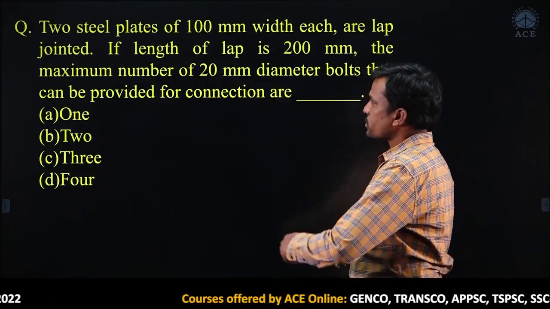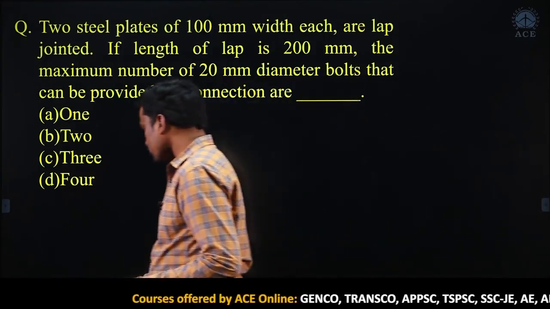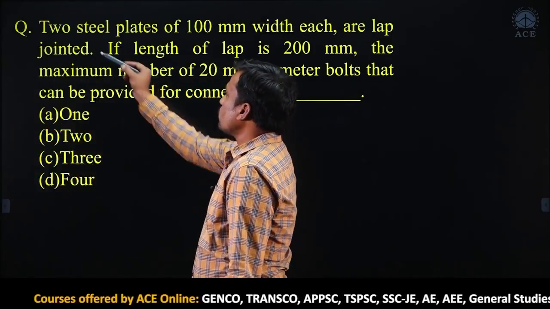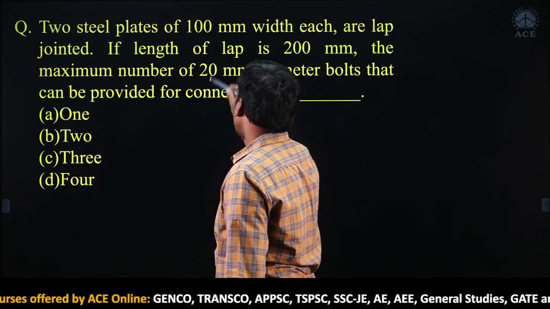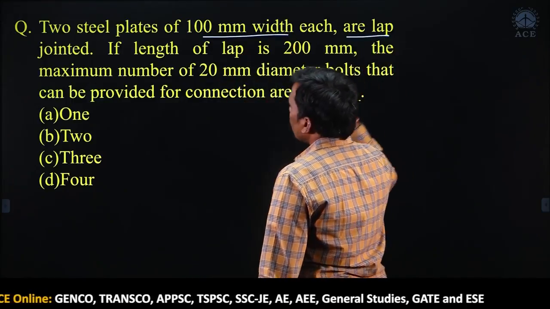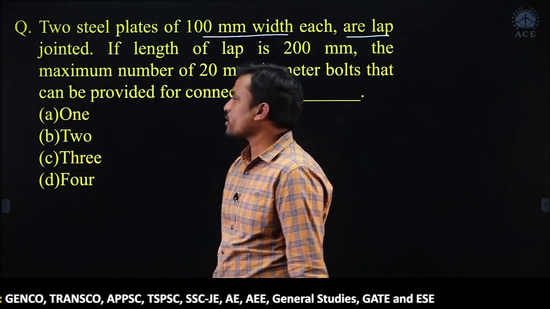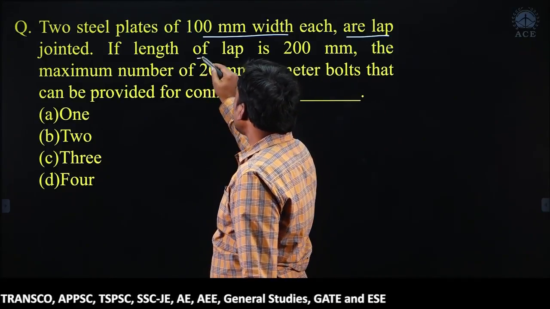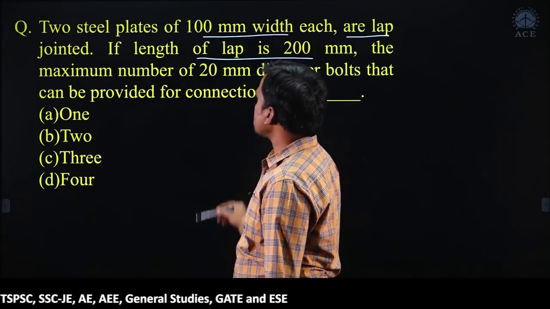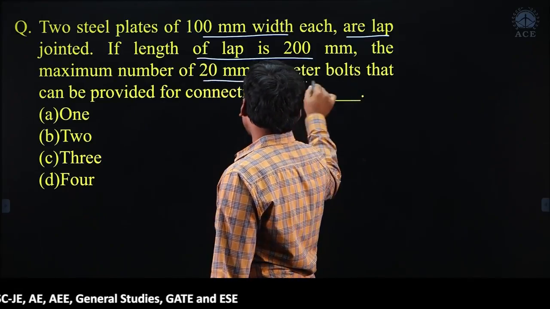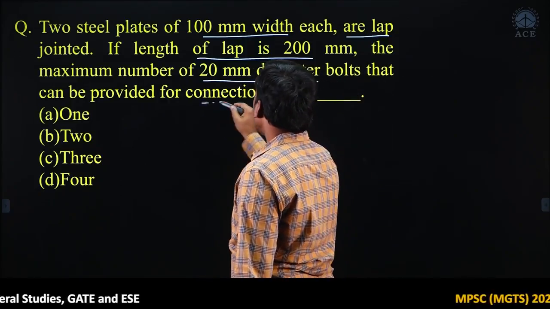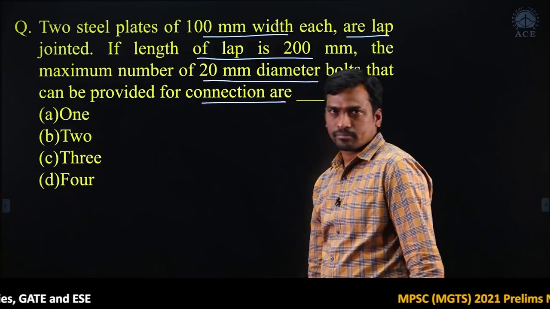Next question. In this question, two steel plates of 100 mm width each are lap jointed, lap connection. If the length of lap is given as 200 mm, the maximum number of 20 mm diameter bolts that can be provided for the connection is?